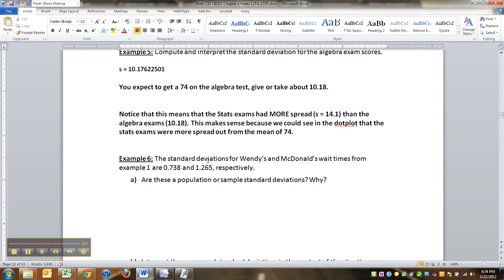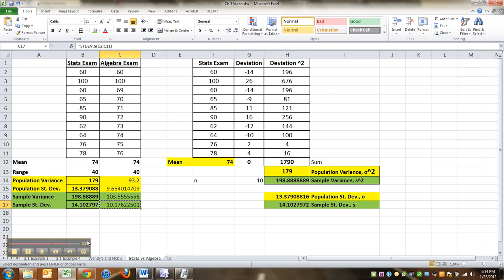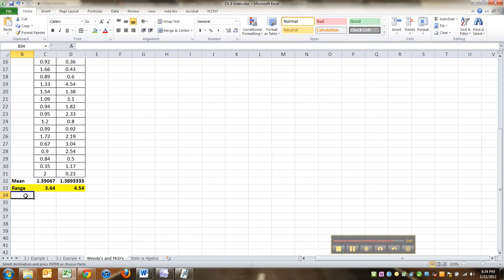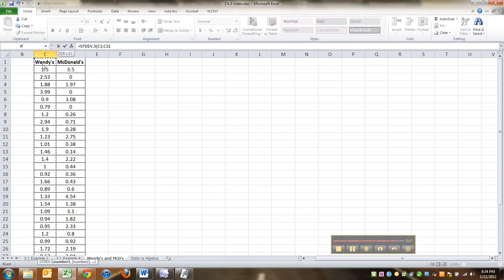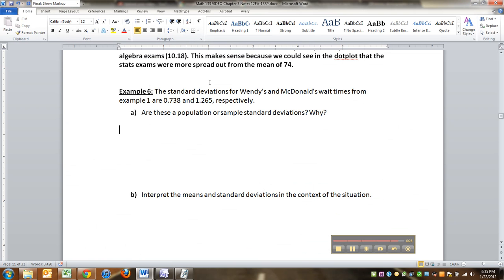Awesome. Okay, now the standard deviations for Wendy's and McDonald's wait times were this and this. And I can prove that to you. Let me go back and find my Wendy's and McDonald's. Here they are. So it's equal STDEV.S, or just STDEV if you're in old school Excel again. And there's my data. And then I can just drag it along. And there it is. So for Wendy's, it's 0.738. For McDonald's, it's 1.265. And that's what I said right here.